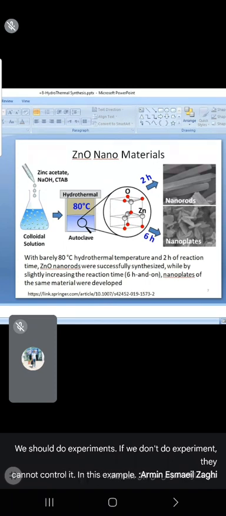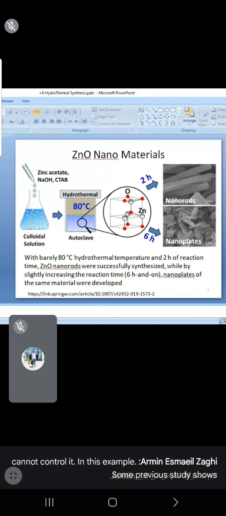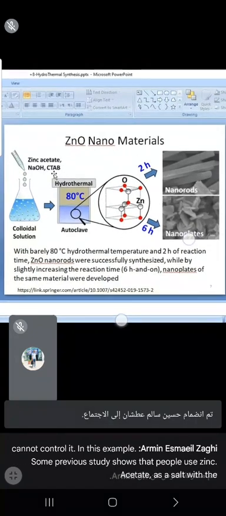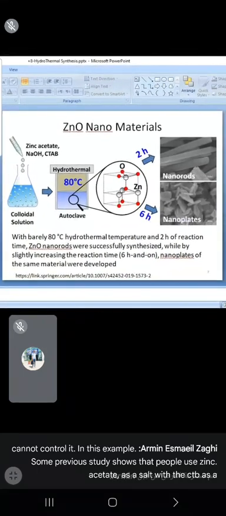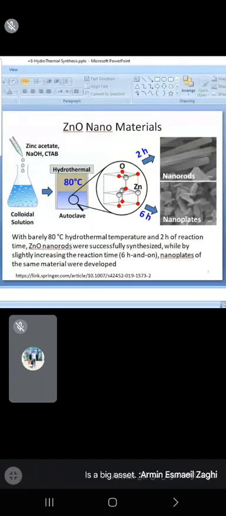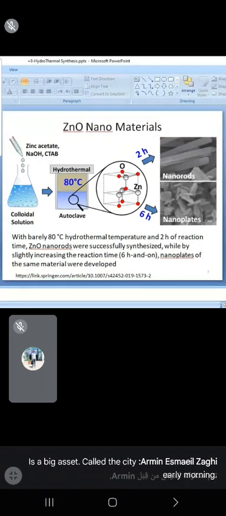In this example, some previous studies show that people use zinc acetate as a salt with CTAB as an additive, a weak acid. CTAB is called cetyltrimethylammonium bromide. It's a weak acid, I told you.